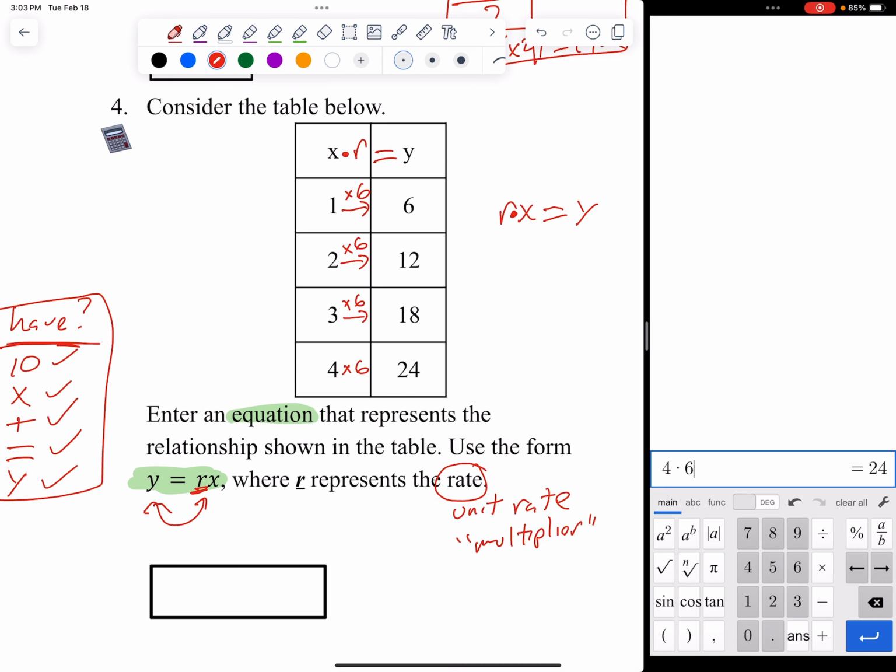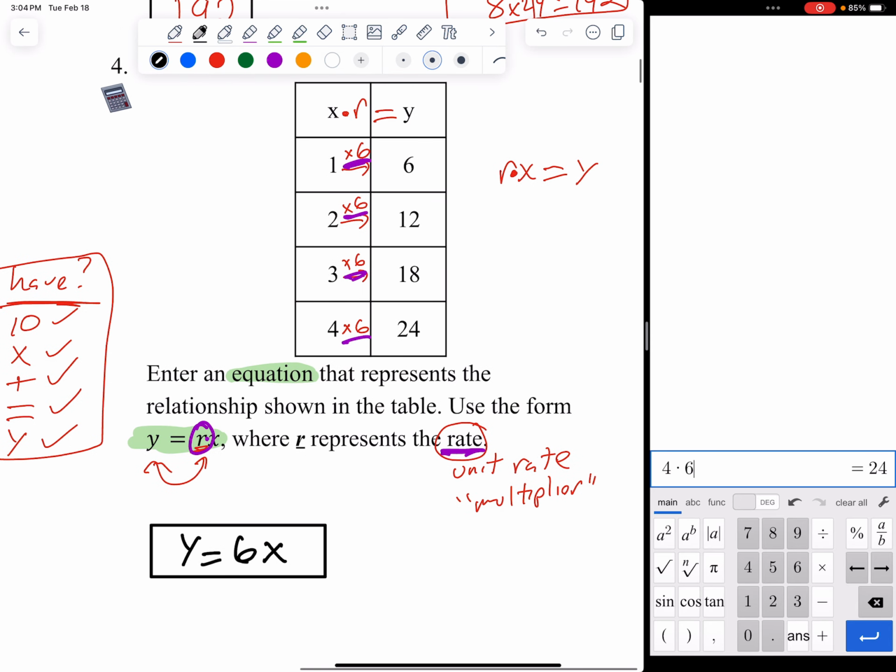What did they really want me to do? They wanted me to find the multiplier. So where's my rate? What did I multiply the x by to get the y? I multiplied by 6. So in this case, I'm going to say y equals 6x. And how did I get that? Because I said x times 6 equals y. Doesn't that sound easier, right? x times 6 equals y. And how do we write x times 6? It's a little weird, right? We usually write the number first, aka the coefficient. So we're going to say 6x equals y.